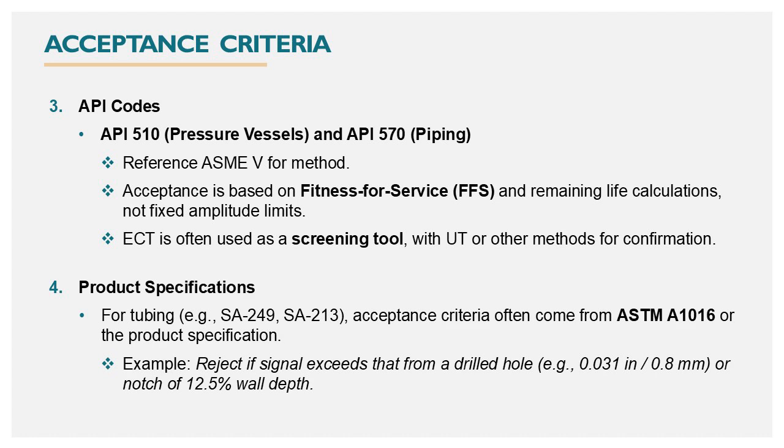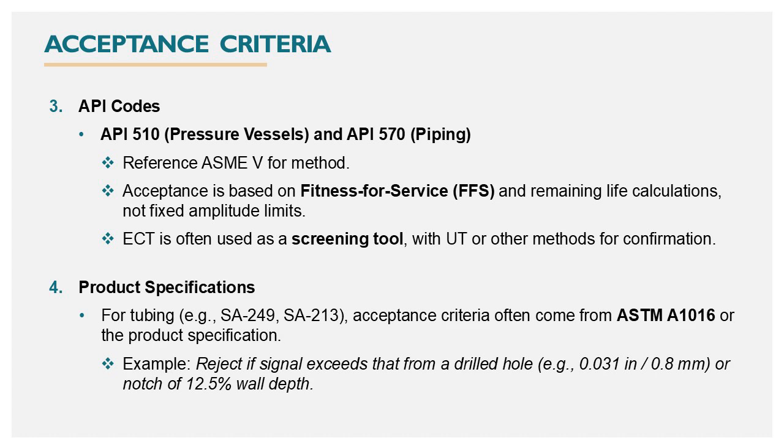and acceptance criteria number 4 is provided in the product specifications, for tubing such as SA-249, SA-213. Acceptance criteria often come from ASTM A1016 or the product specification. For example, reject if signal exceeds that from a drilled hole, e.g., 0.031 in/0.8 mm, or notch of 12.5% wall depth.